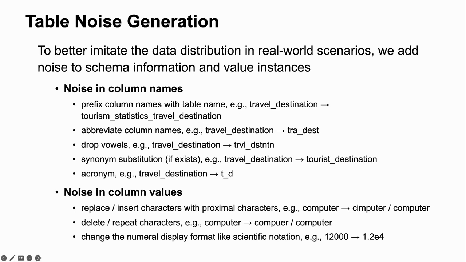Regarding noise in column values, we replace or insert characters with proximal characters. We can also delete or repeat characters. And lastly, we change the numeric column formatting.